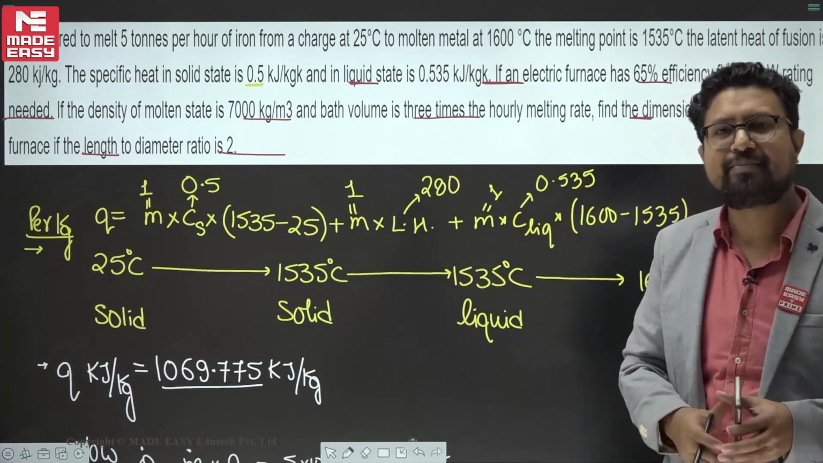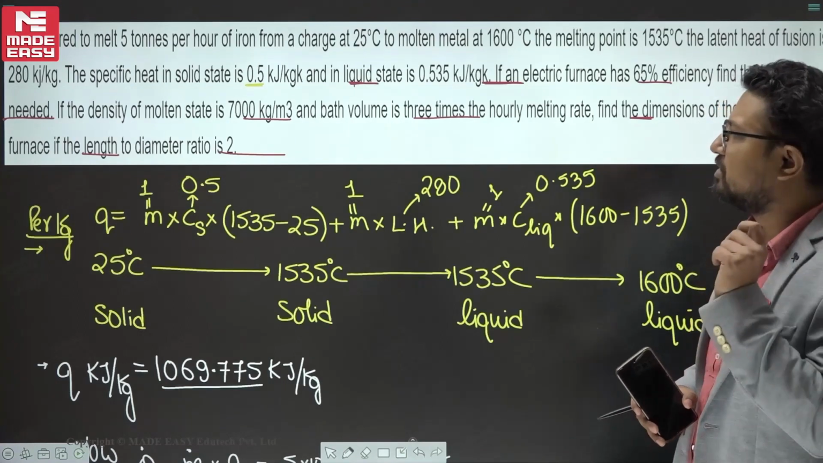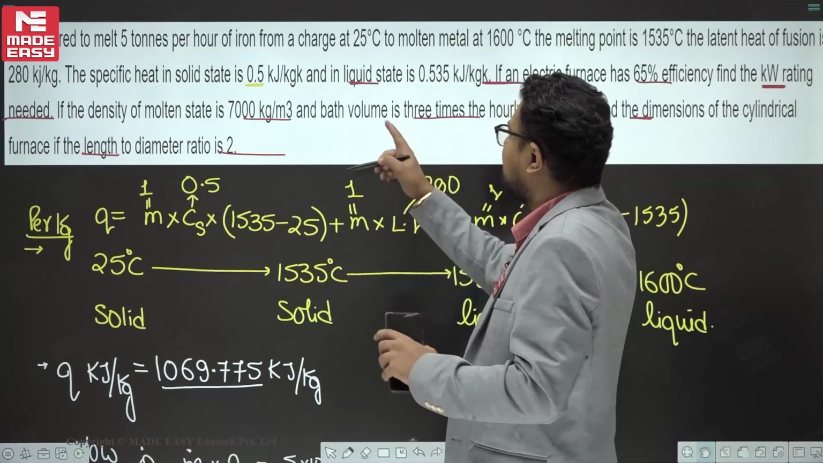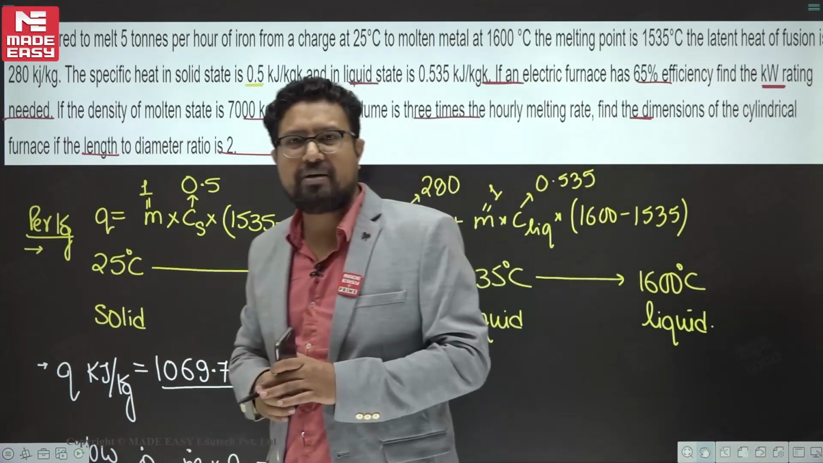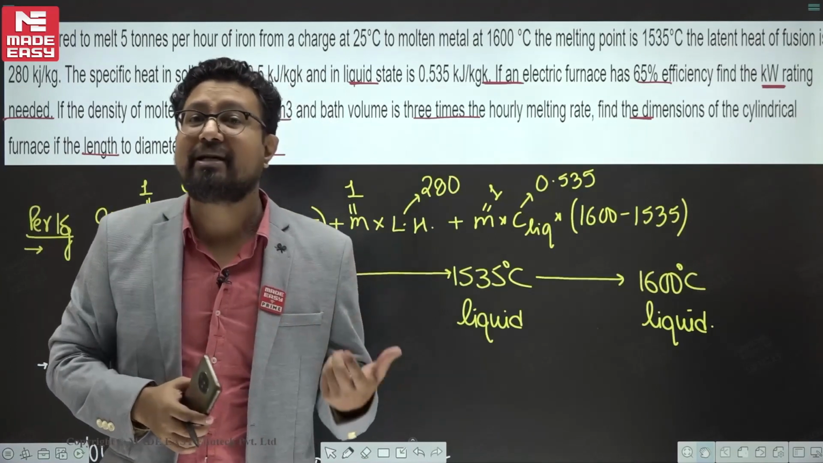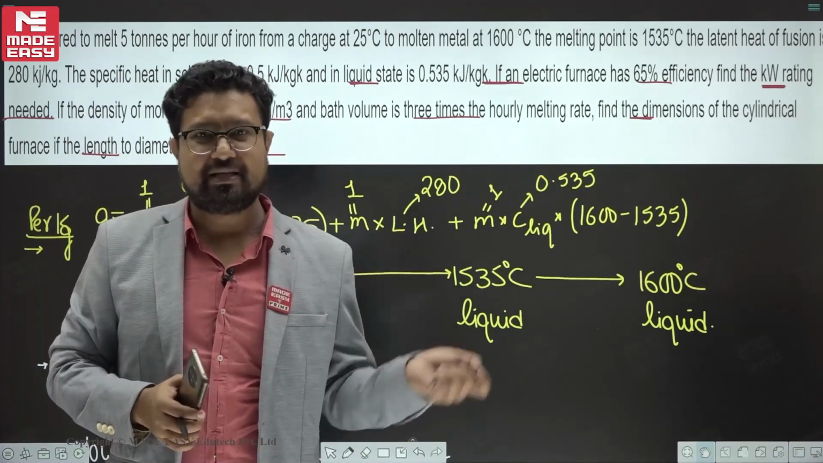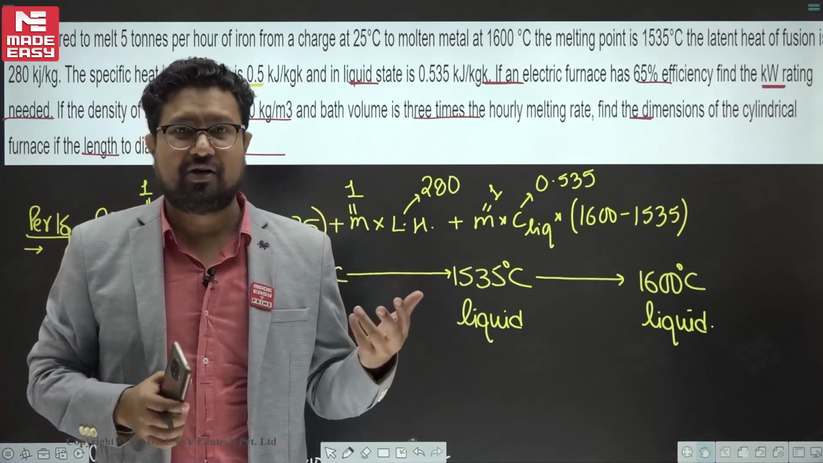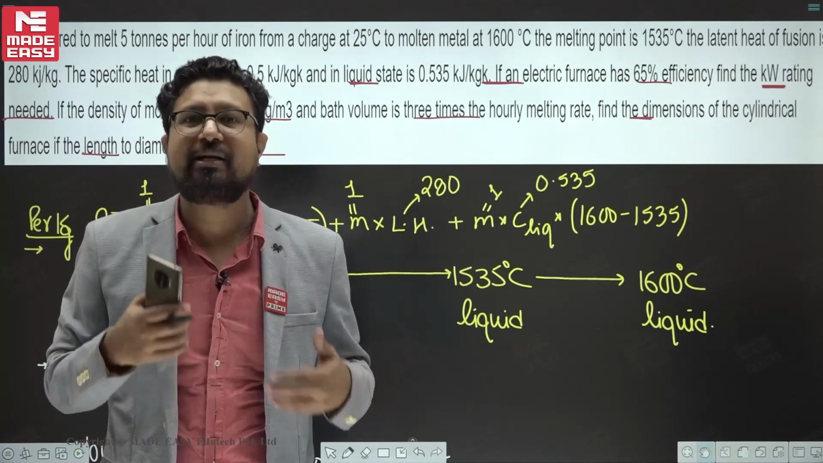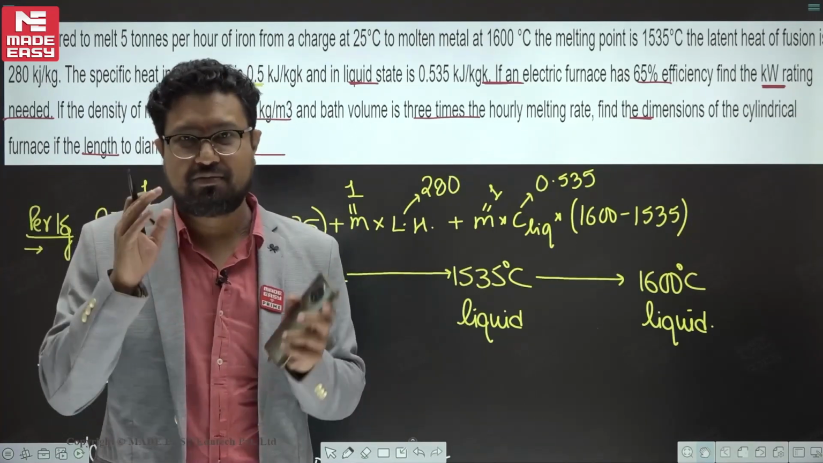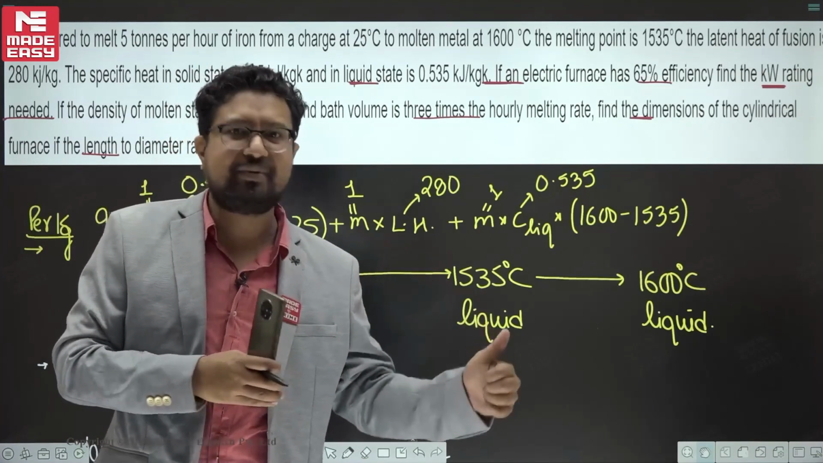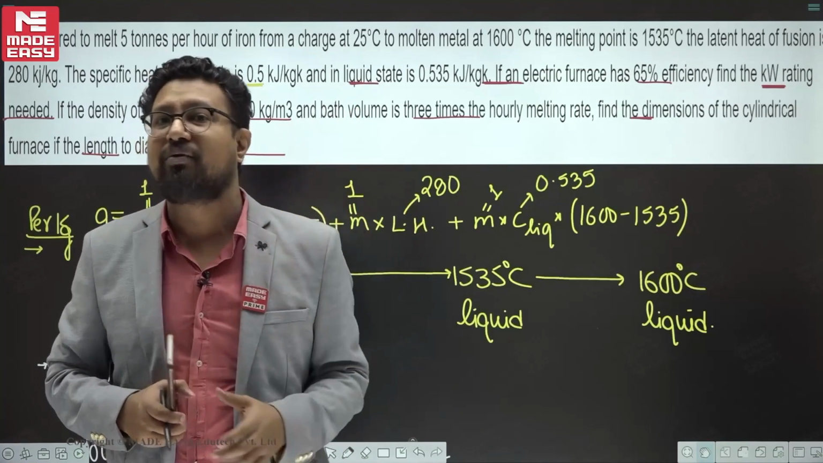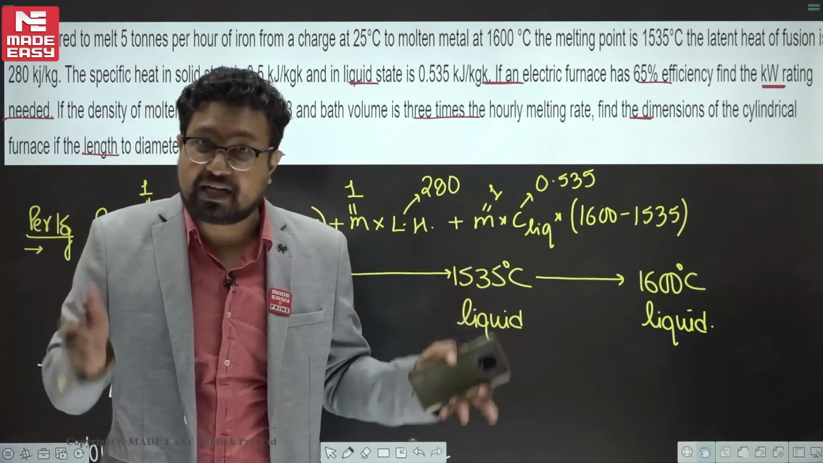Now, the second thing is, they are saying that the density of molten state is 7000 kilogram per meter cube and the bath volume is 3 times the hourly melting rate. Now, what is the hourly melting rate? Hourly melting rate is 5 tons. So, how much mass we should be accommodating? How much is the volume which is melted per hour? Mass we know is 5 tons, but what is the volume of that? 3 times of that volume will be the volume of the bath in which it is melting.